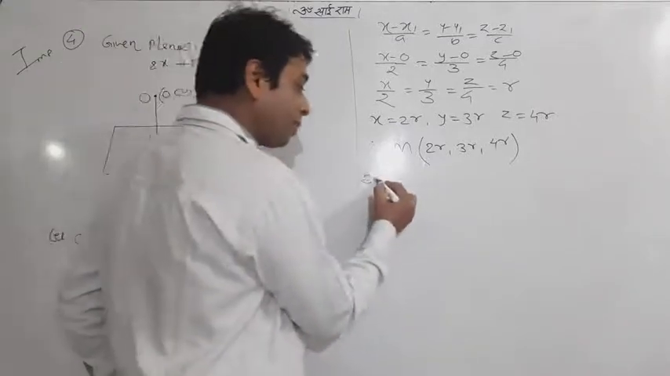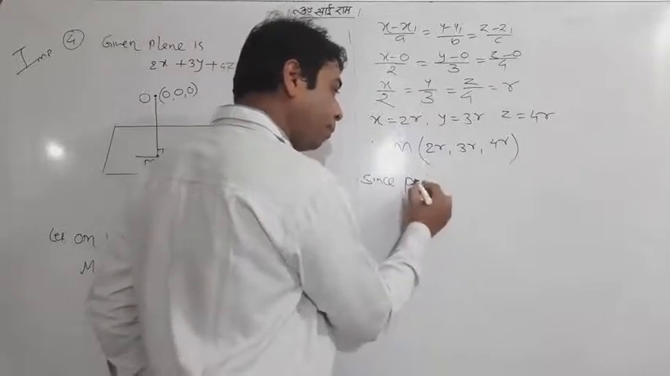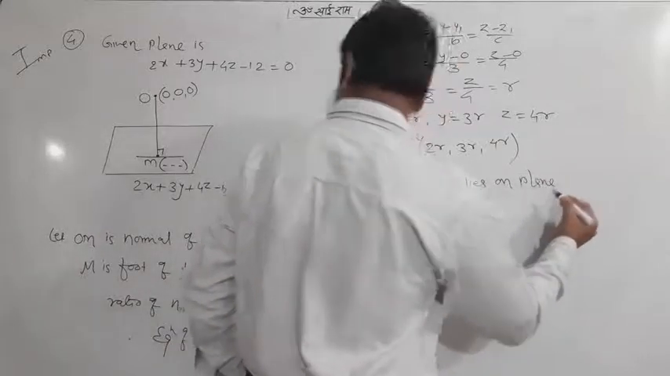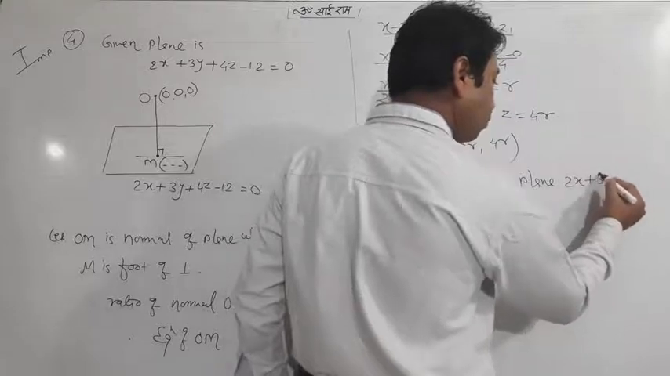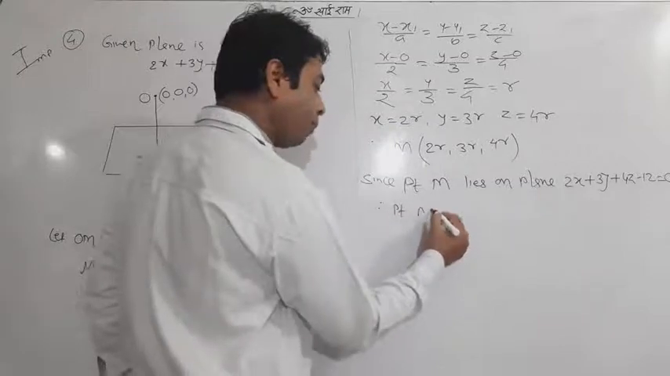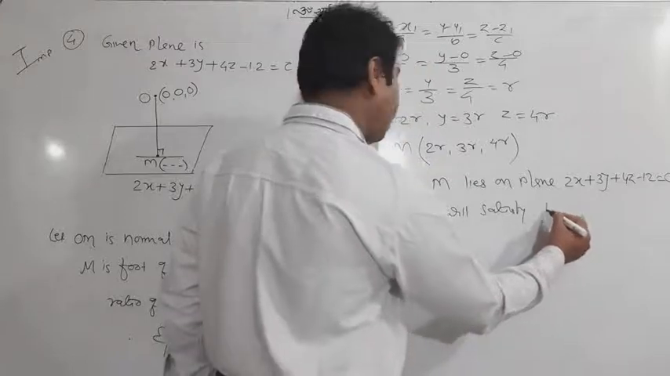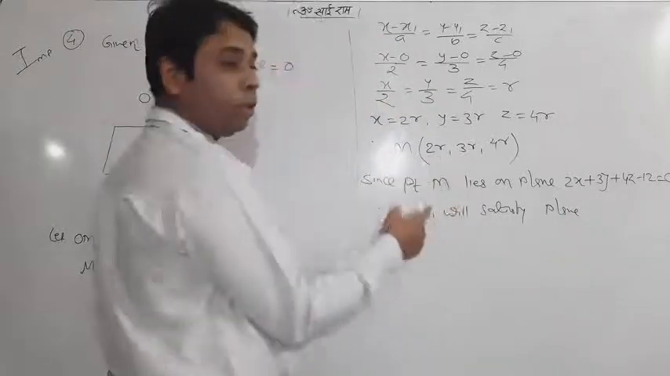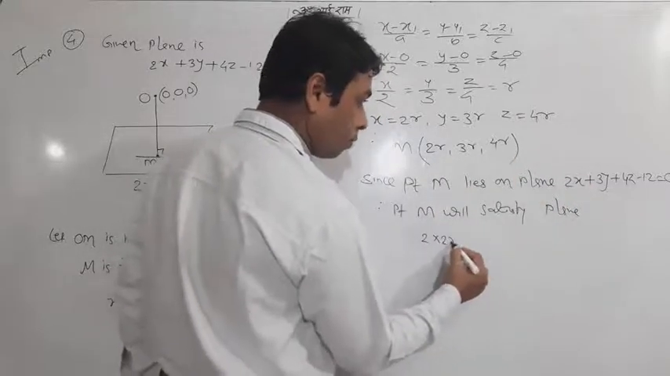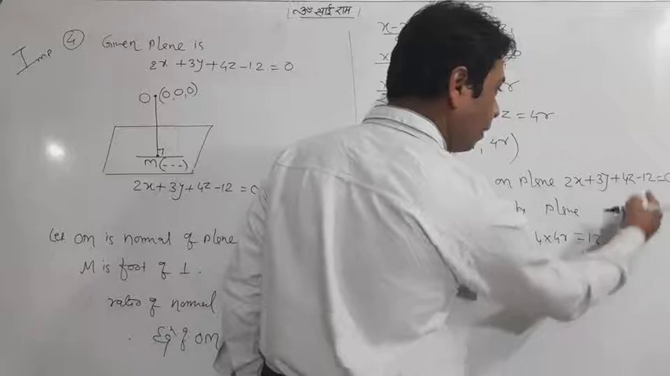I will write, since point M lies on the plane. Which plane? 2x plus 3y plus 4z minus 12. So point M will satisfy the plane, definitely. Now what is the meaning of satisfaction? That M (x, y, z) will be put here: 2 into 2r, 3 into 3r, 4 into 4r equal to 12. Can I transfer 12? Yes.